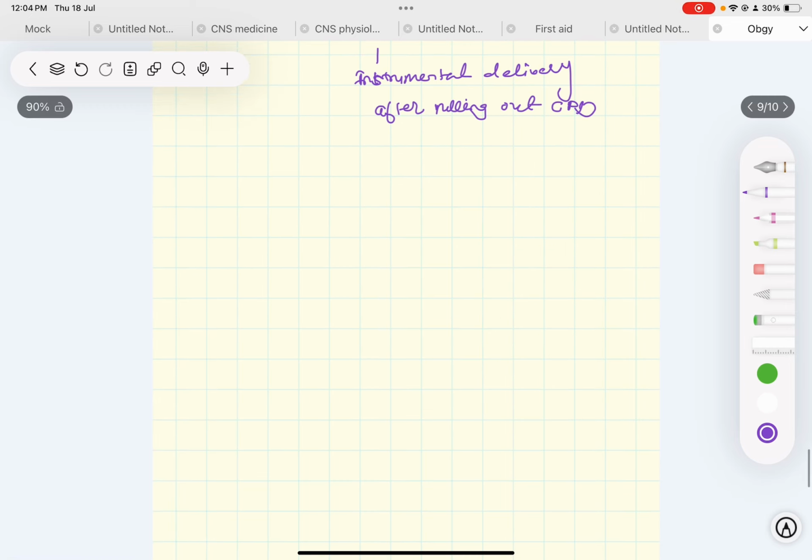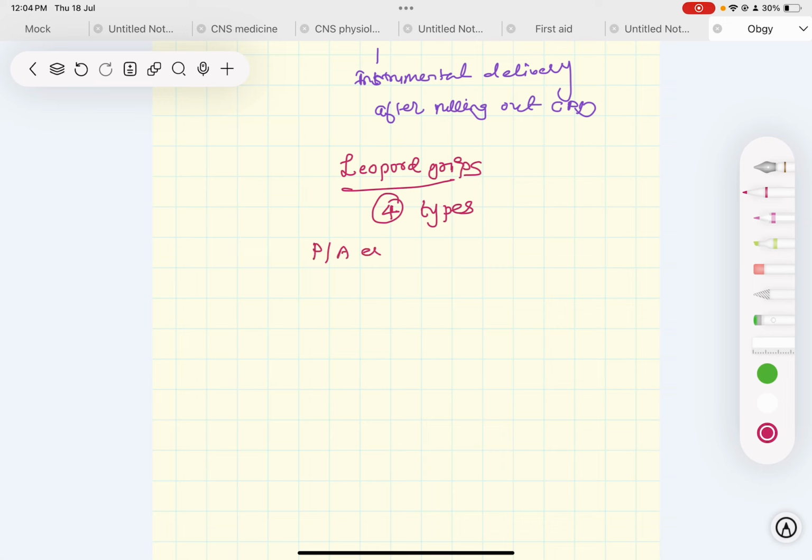Now, for the assessment of the passenger, we have the Leopold maneuver. So there are Leopold grips, mainly 4 types, and how we have to do them. It is a PA examination. So first we have to take the consent of the patient that I am going to do the PA examination, and the patient should empty the bladder.